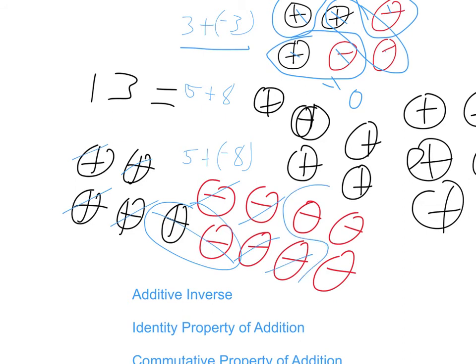And what we're left with here is negative 3. There are 3 negative counters, which means 5 plus negative 8 is going to equal negative 3. And that would be the sum of those two numbers. This is the way using the counters.